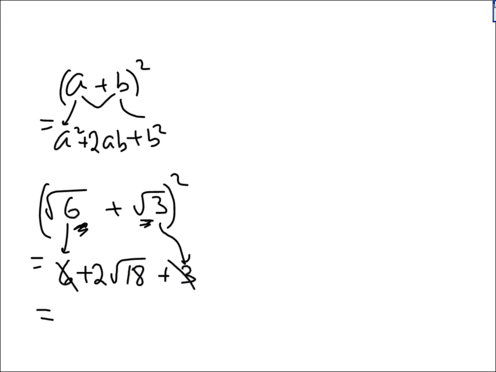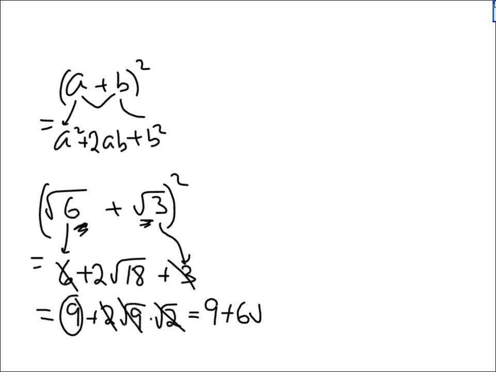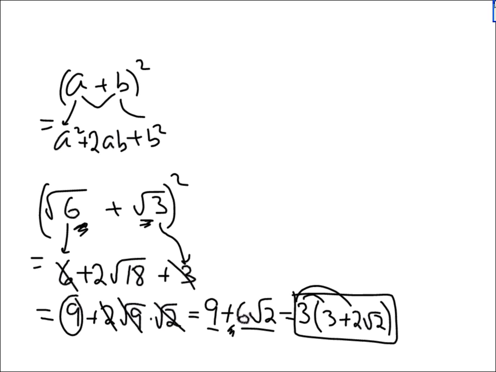So at first, 6 plus 3 is 9, plus 2 times the square root of 18, which I'll think of as the square root of 9 times the square root of 2. This is 9 plus 2 times 3. Square root of 9 is 3. 2 times 3 is 6 times the square root of 2. And then you can pull out a 3. 3 times 3 gives me 9, plus, it does say plus, and 3 times 2 is 6, times square root of 2 is 6 square root of 2. And there is your final answer.